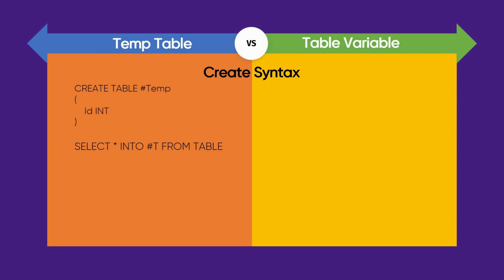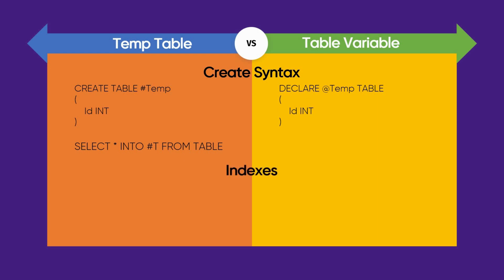The temporary table creation syntax is the same as normal table creation with the hash prefix in the table name. And we can create a temp table using the select into command. When we create a temp table using the select into command, then the temp table will be created with whatever columns are used in the select query. Whereas table variable creation syntax is the same as parameter declaration with the table data type.